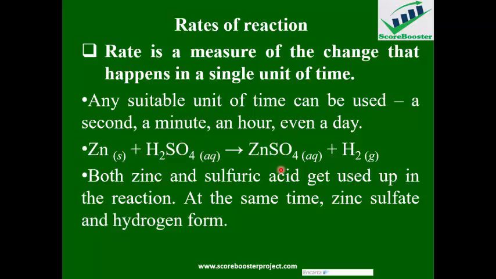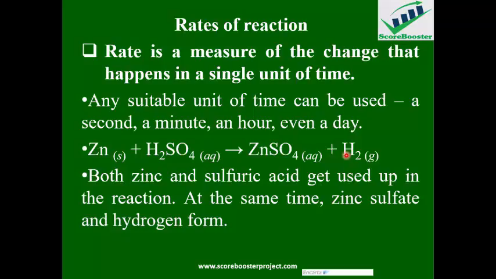So if we want to determine the rate of this reaction now, a solid reacting with something in aqueous solution to form another solid in aqueous solution, then plus gas. How do we know if a chemical reaction has taken place? The first thing we do is we look at the color change. That is in the laboratory. If you want to know if a reaction has taken place, the first thing we do is to check color change. If there is a change in color, then a reaction has taken place.